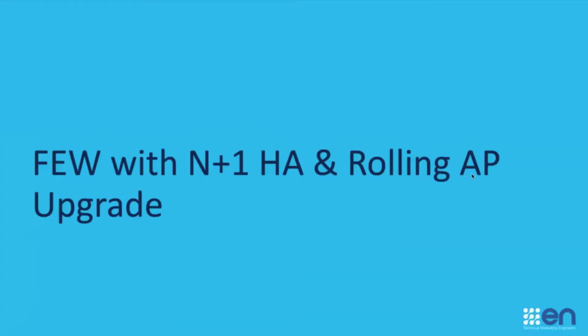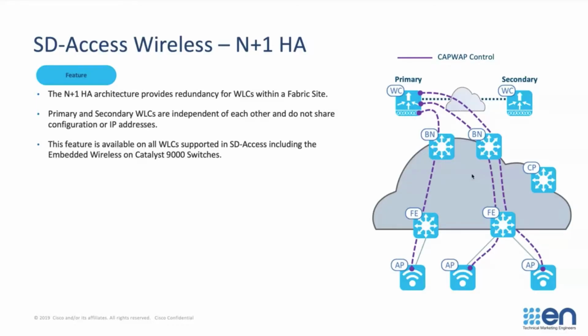So the Fabric enabled wireless, when you're running N+1 HA, along with that, how we are going to do rolling AP upgrade. This is something which has been working within DNA Center since 1.3, but when you deploy Fabric, that is something we started supporting with the 2.1.2.5 release.